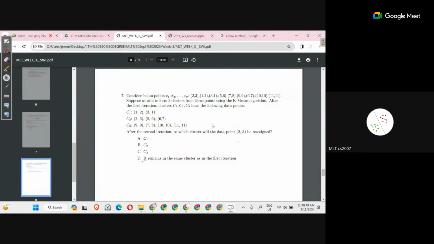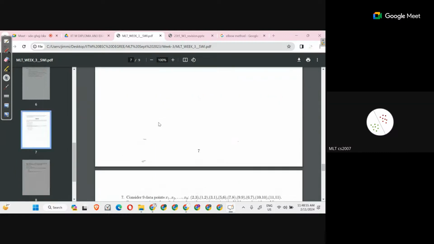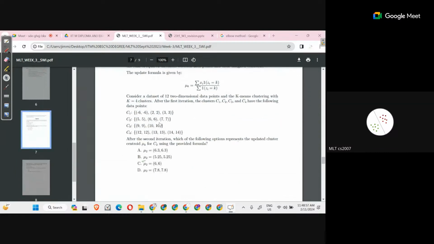Will this PDF be shared in the supplementary? Yes, I'll share it. What is the right answer to the previous question? We ended up with option C. B, actually. Yeah, B is the right answer.